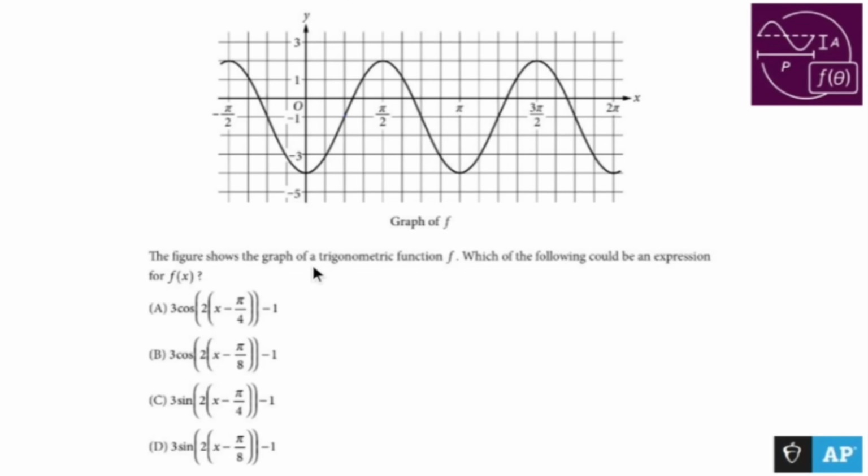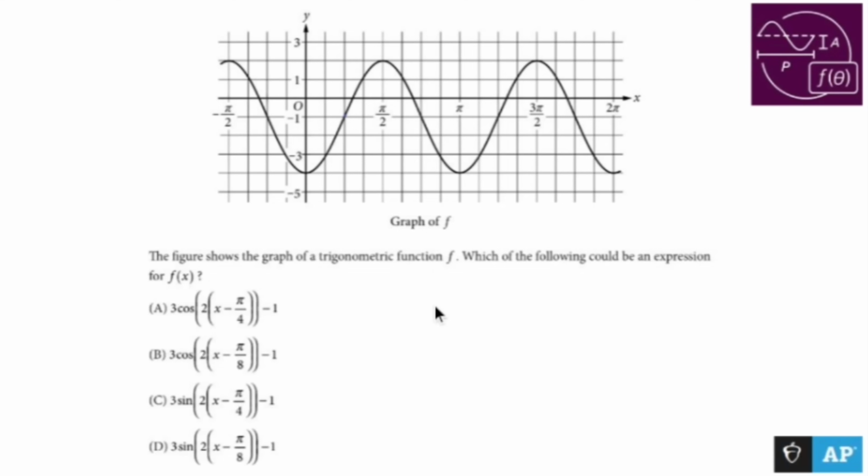The figure shows the graph of a trigonometric function f. Which of the following could be an expression for f of x? They say we could use either sine or cosine. So that's issue number 1. So let's set up where we could be.